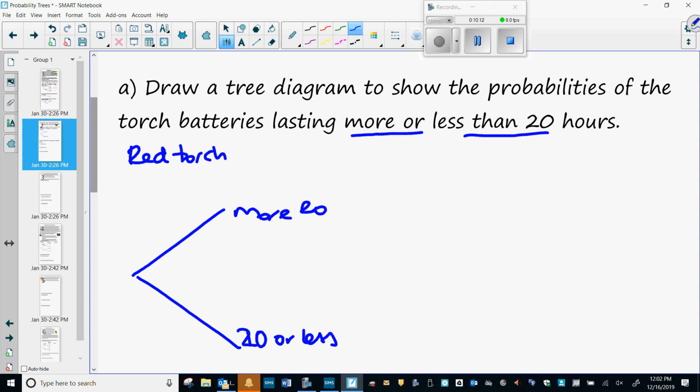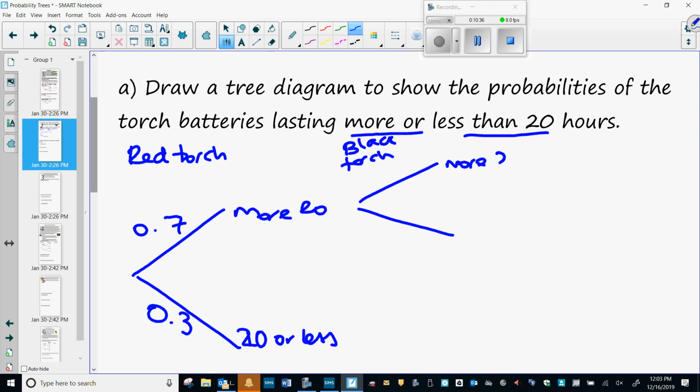So more than 20. What was the probability that it lasts more than 20? 0.7. So this one would be 0.3. So that's my red torch. But they talked about a black torch as well. So this is where we're going to have our two branches again. So this represents the black torch. And we've got more than 20, 20 or less.